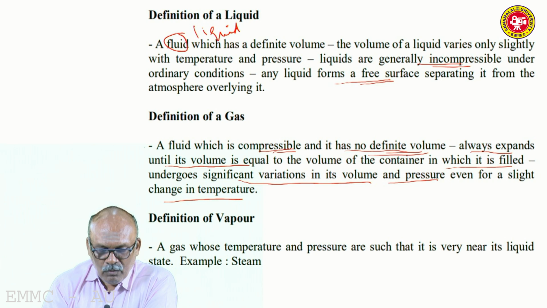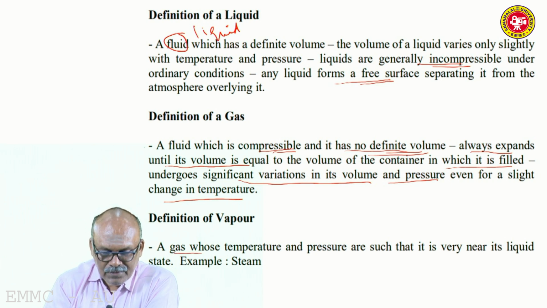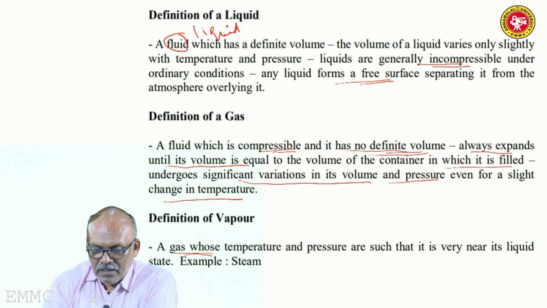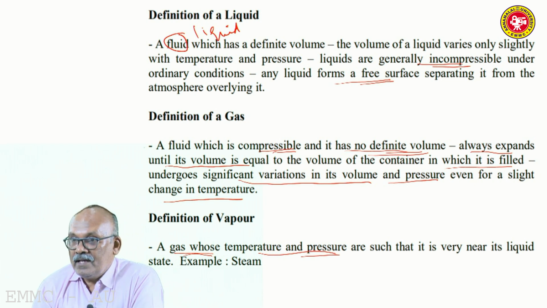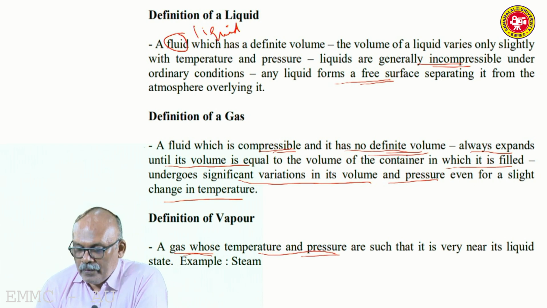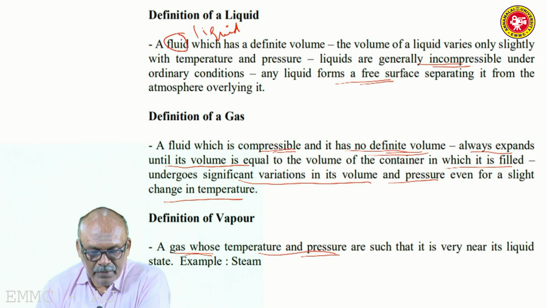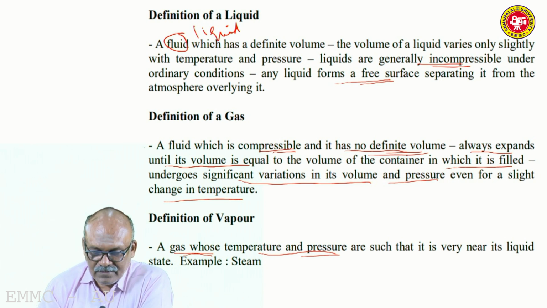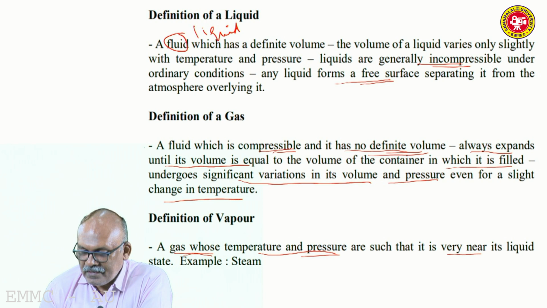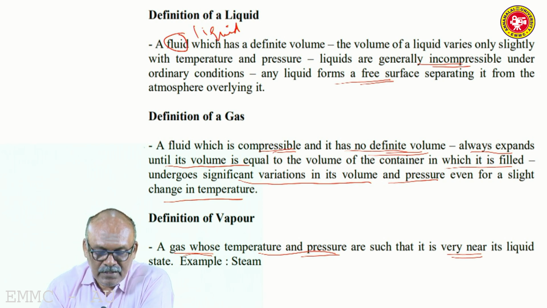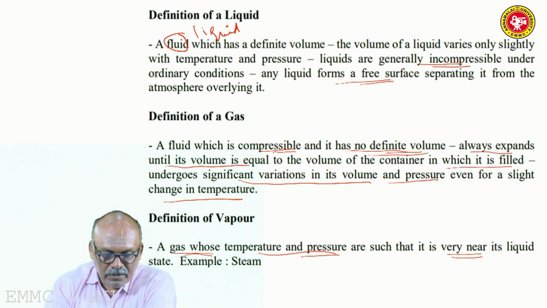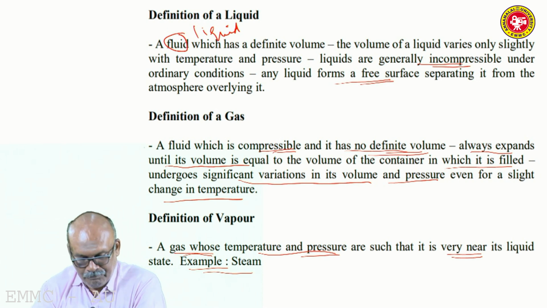Now let us define a vapor. A vapor is nothing but a gas whose temperature and pressure are such that it is very near its liquid state. So we term that gas as vapor. The common example is steam.